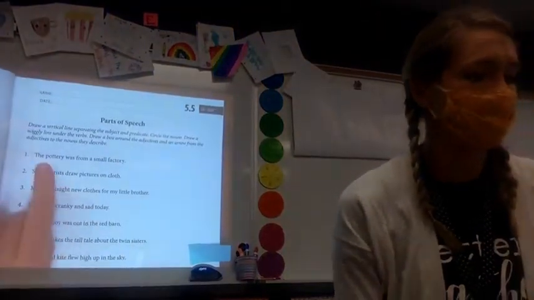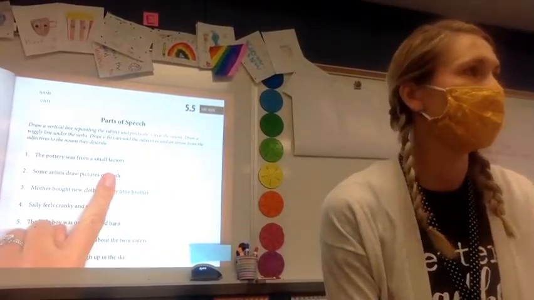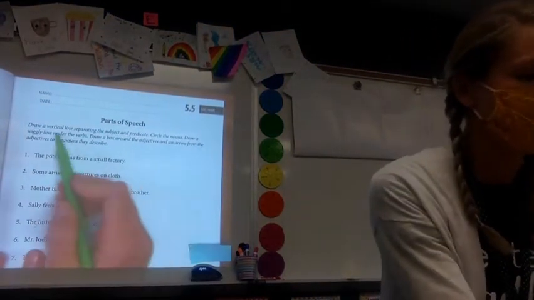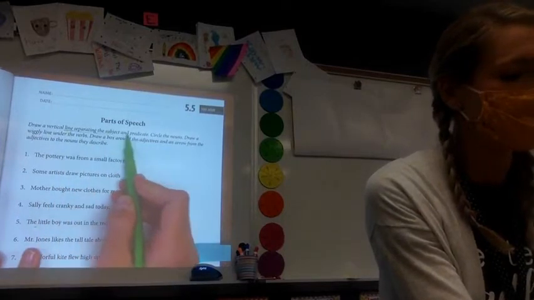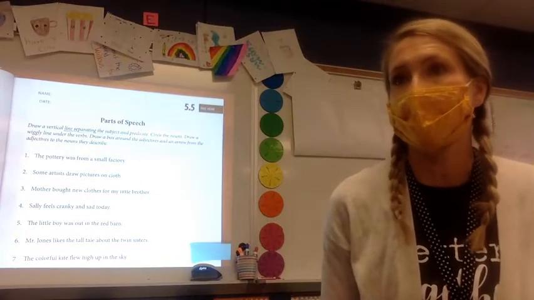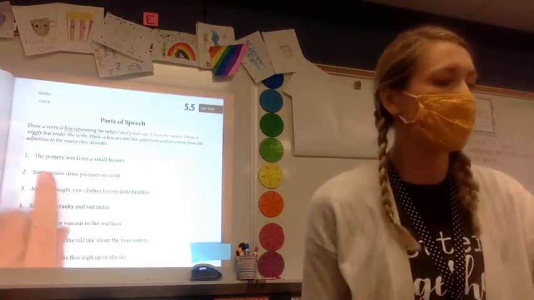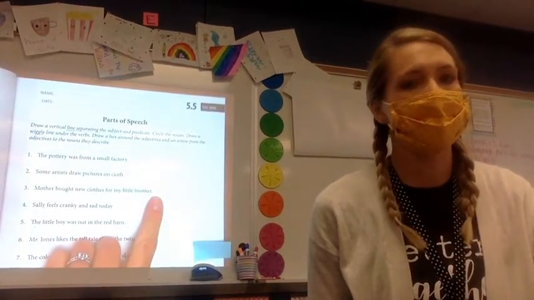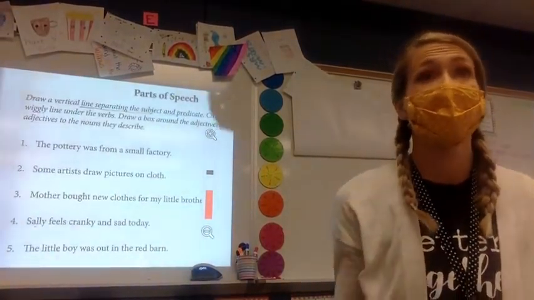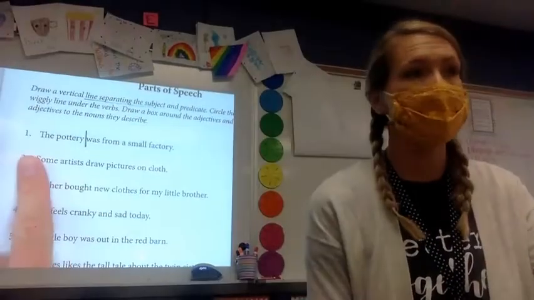So looking at the first sentence here, it says, the pottery was from a small factory. The first thing we need to do is separate our subject and our predicate. The subject is the who or what. Repeat that with me. The subject is the who or what? It's simply the object or the who in a sentence. So in the sentence, the pottery was from a small factory, what are they talking about? They're talking about the pottery. So that's where my line goes. Now I've separated the subject, the pottery.